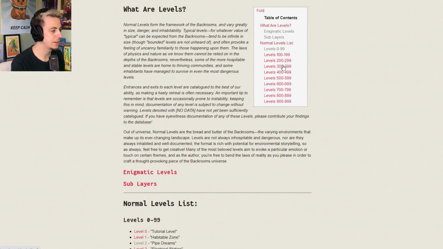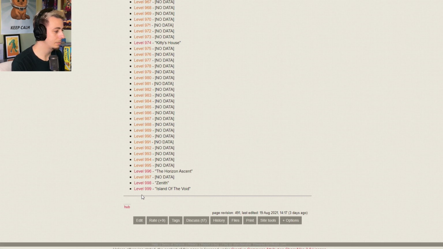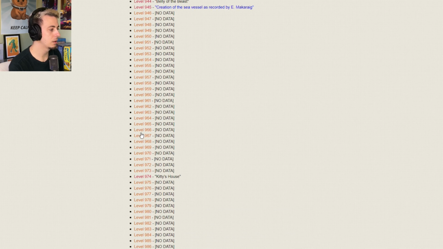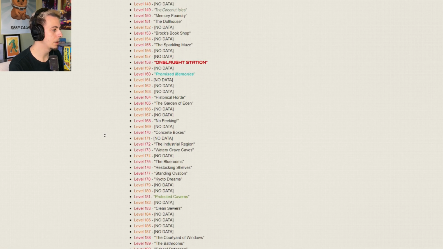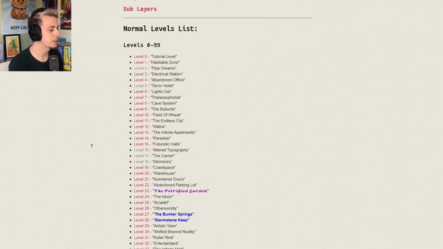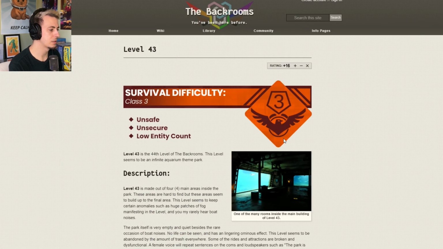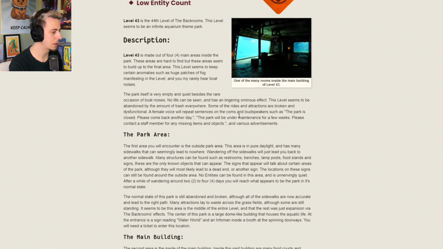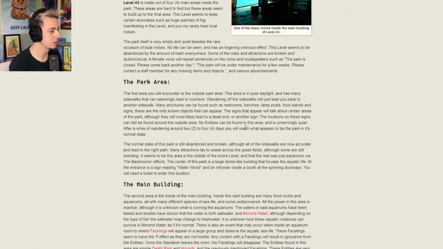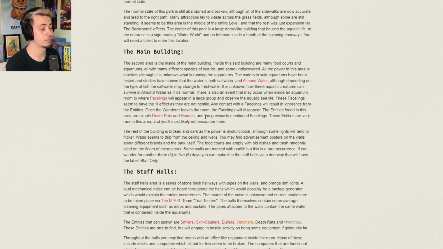I don't know if there's an official quantity of levels, but on here they have it listed 0 through 999. Not all of them have been filled out. Lots of them have no data. But people have begun to fill these out and what each floor entails. There's several hundred floors that have descriptions and sometimes even pictures, and what you should expect from different sections, what kind of creatures you might find there. There's all sorts of creatures people have listed.